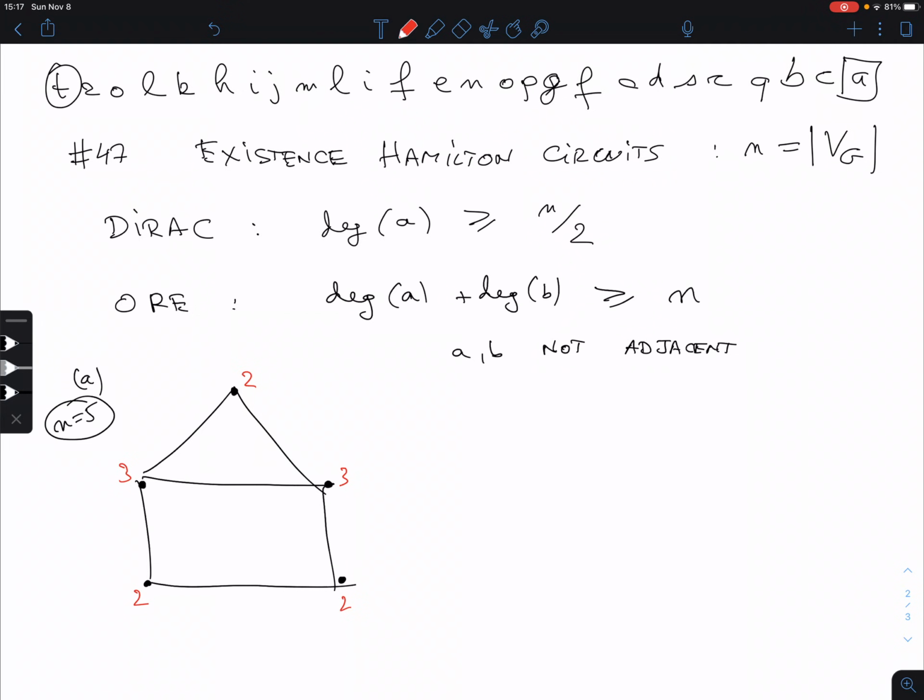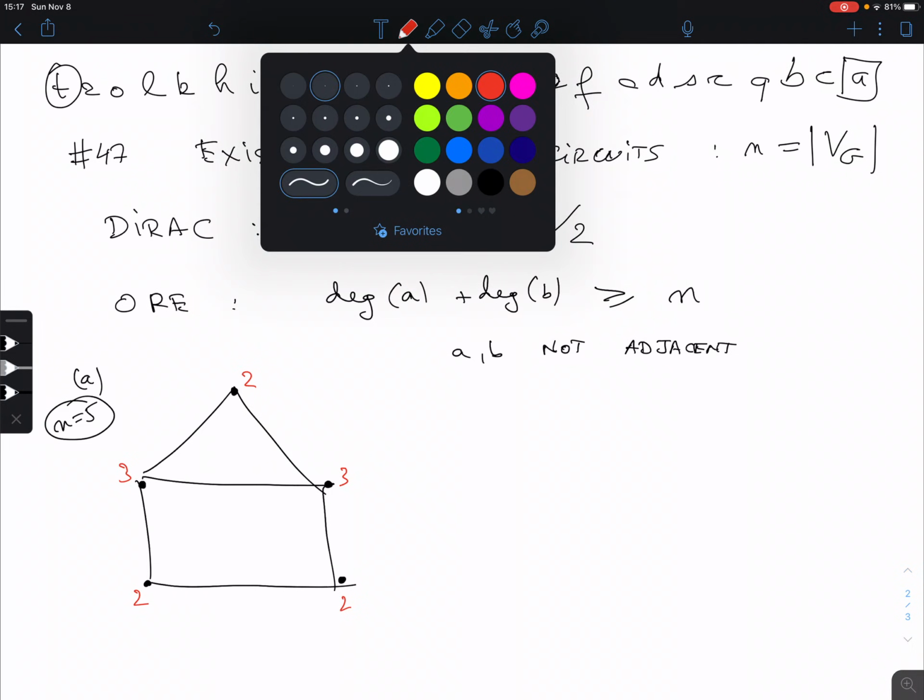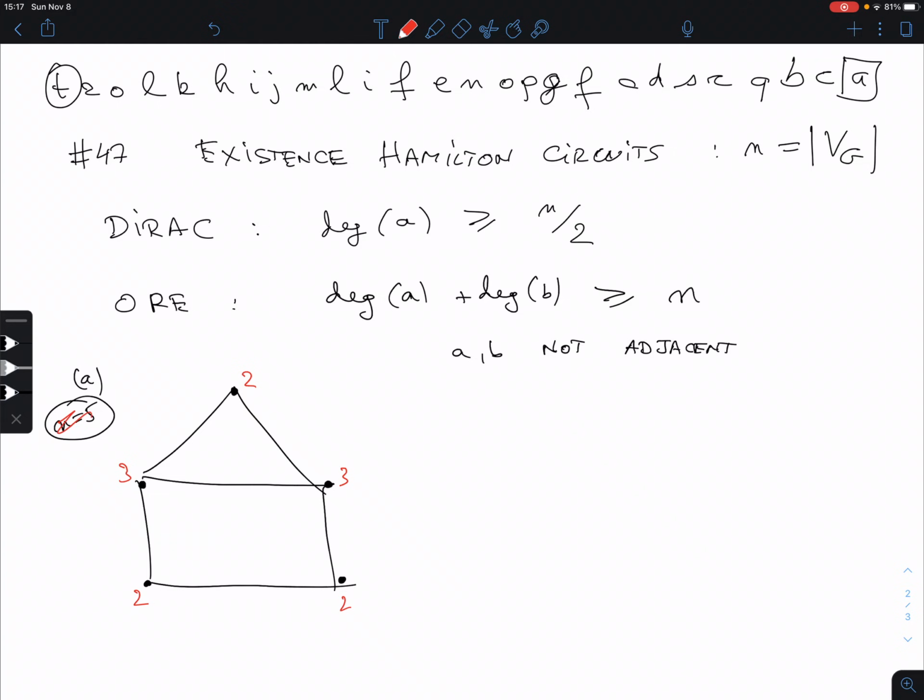Now, if n is 5, what does this then mean for our case? n is 5 here. So in our case, this means the degree has to be at least 5.5. But a degree cannot be 2.5, so it means actually it has to be at least 3. So the condition here is that the degree has to be at least 3. That's the Dirac condition for n equals 5. Is that the case? No. So the Dirac condition does not hold.